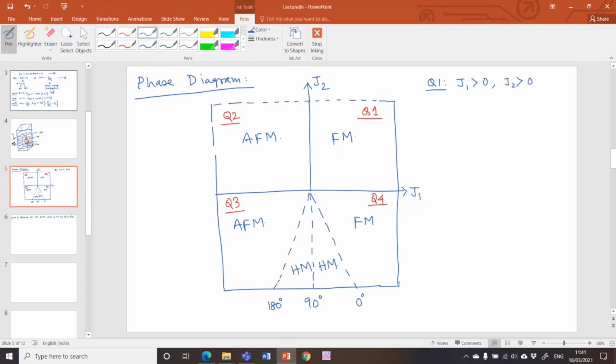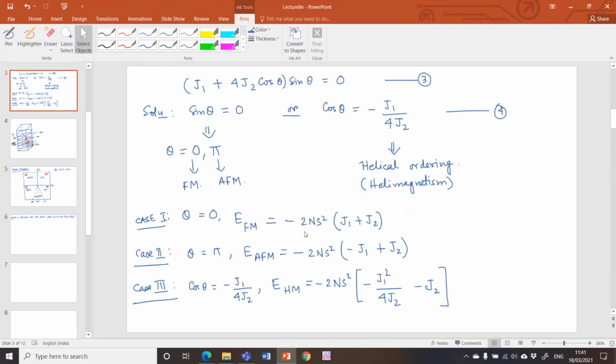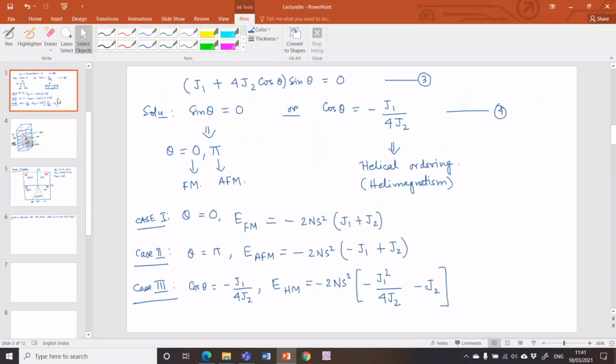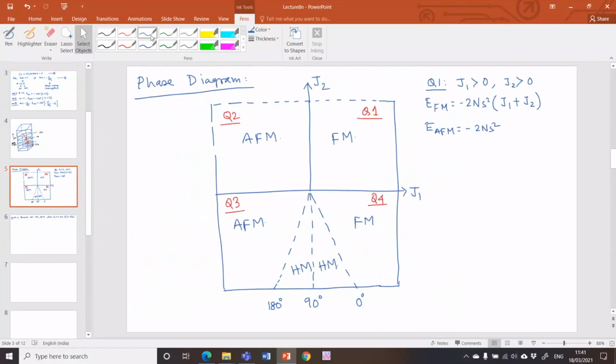Now let us go to the expression here. So EFM is minus 2n S square (J1 plus J2), and EAFM will be minus 2n S square (minus J1 plus J2). Agreed? So now I put this condition here. So then what do I get here?